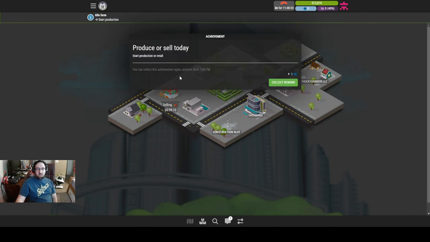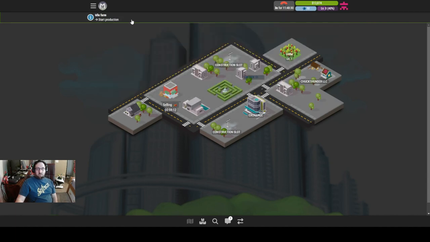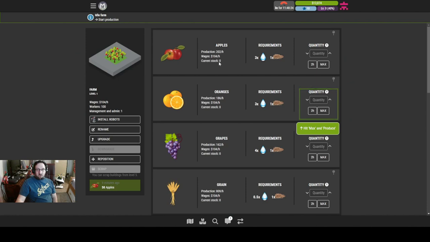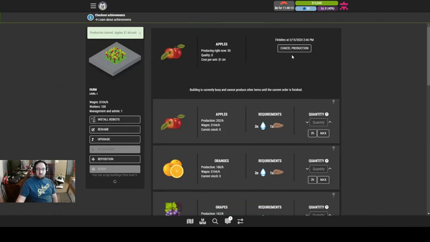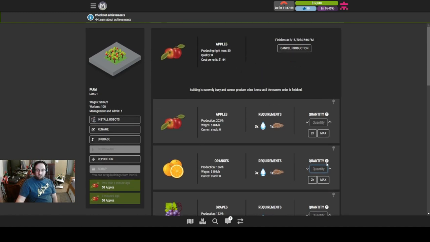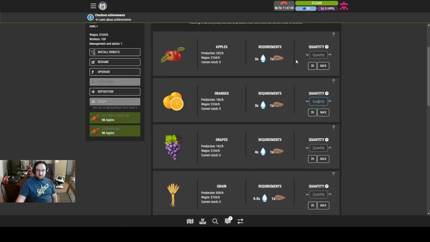Produce or sell today. Good, we got a reward. 5 blue stars. Start a production. Show me how. We go to the farm. But we also bought seeds, didn't we? We bought 50 of them. So let's go ahead and produce apples. Does it show me how many seeds I have? No, it doesn't show me how many seeds I have at the moment. I wish it did. So I just did apples again because we're going to sell the apples again.